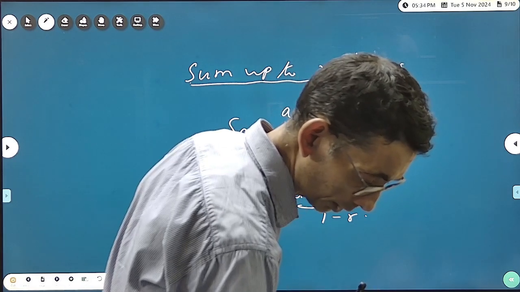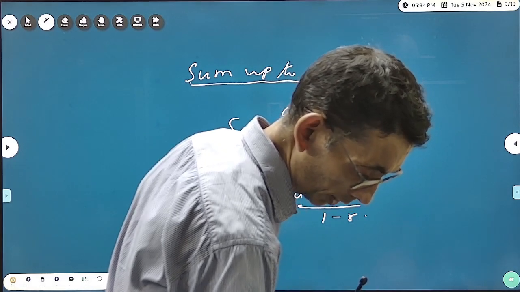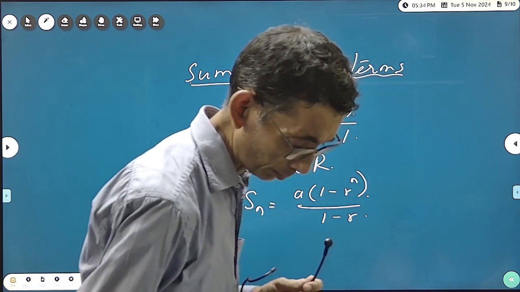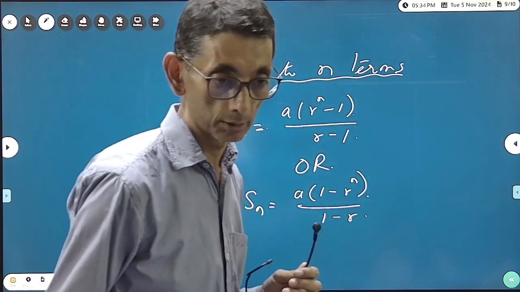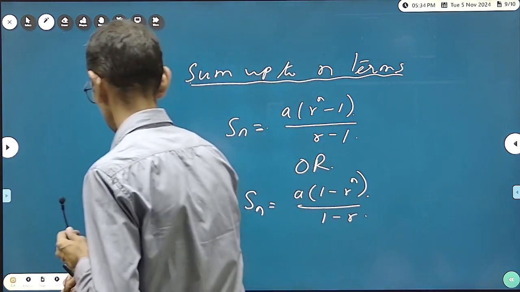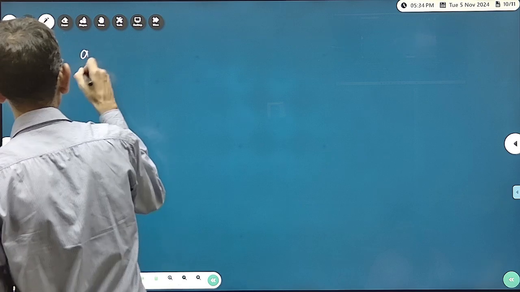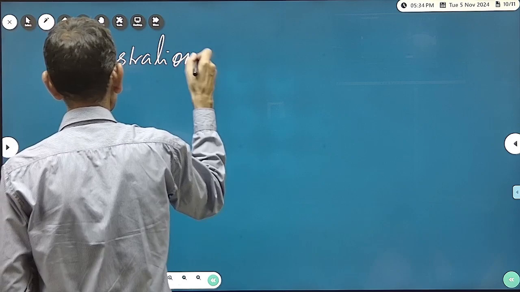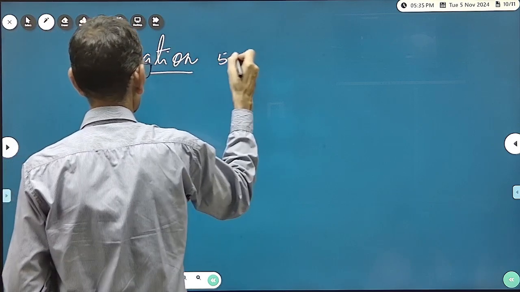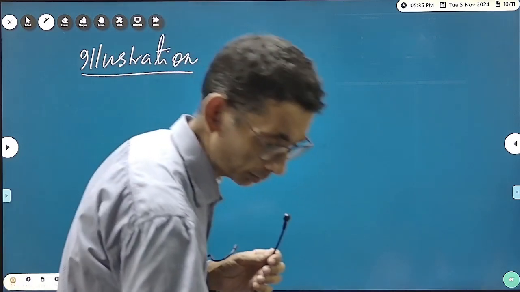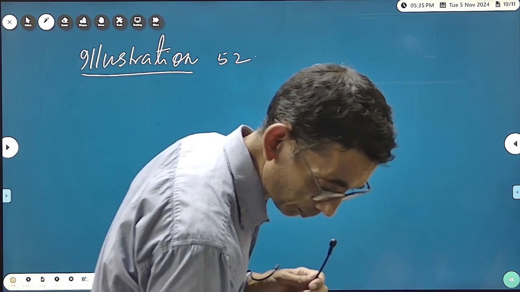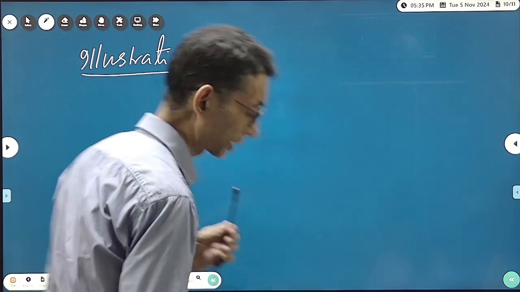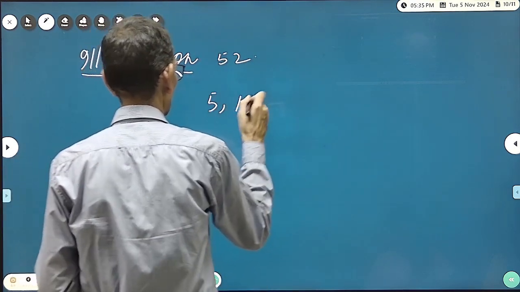Illustration 52 on page number 42. Find the sum of the first 9 terms of the series 5, 10, 20, 40.